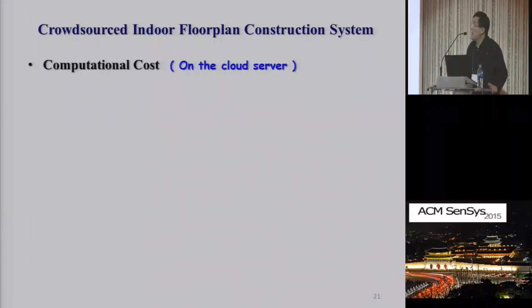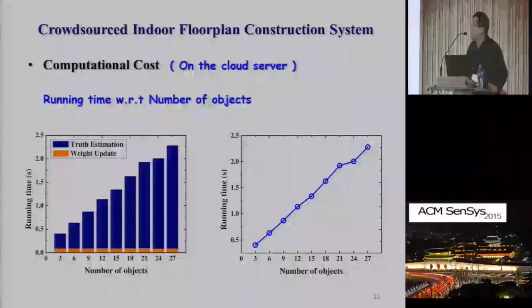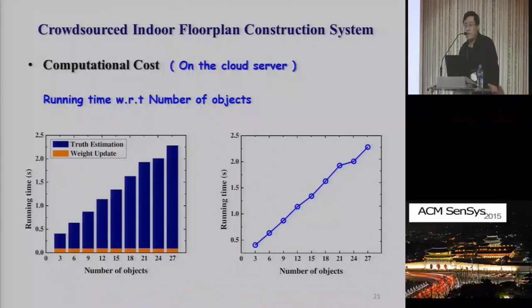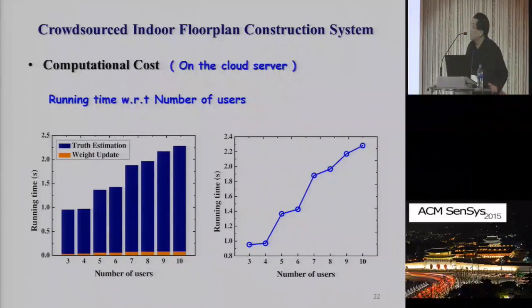We also measured the computational cost on the cloud server. As we can see here, the truth estimation phase dominates the running time on the cloud server. So this is the reason why we want to parallelize the truth estimation phase. And also the running time is a linear function of the object number. We also measured the computational cost with respect to the user number. Still, we can see that the running time is linear with respect to the user number.